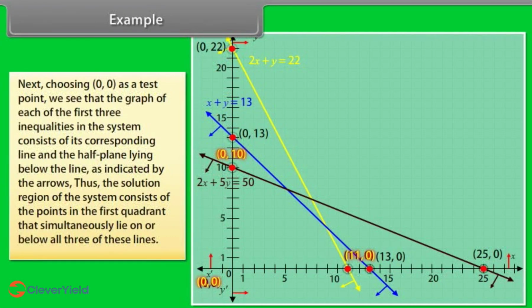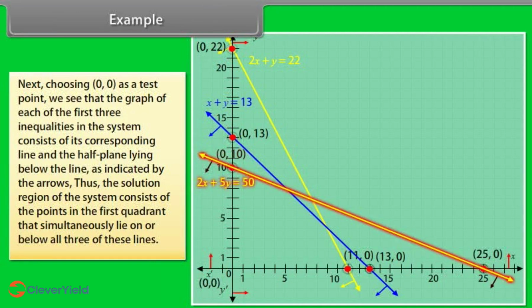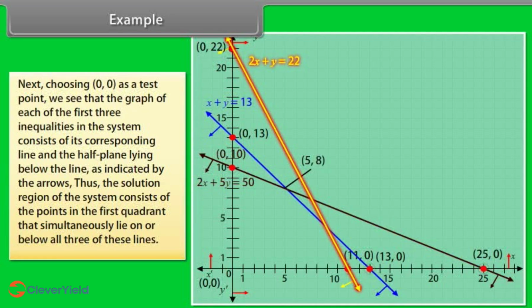Next, choosing 0, 0 as a test point, we see that the graph of each of the first three inequalities in this system consists of its corresponding line and the half-plane below the line, as indicated by the arrows. Thus, the solution region of the system consists of the points in the first quadrant that simultaneously lie on or below all three of these lines.